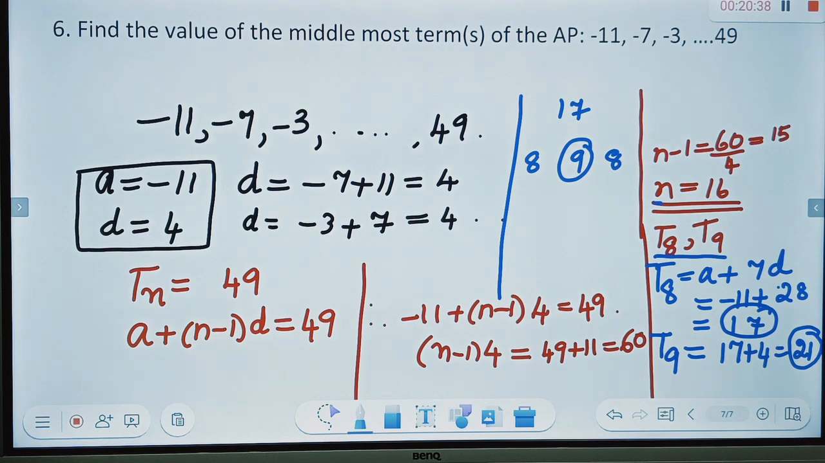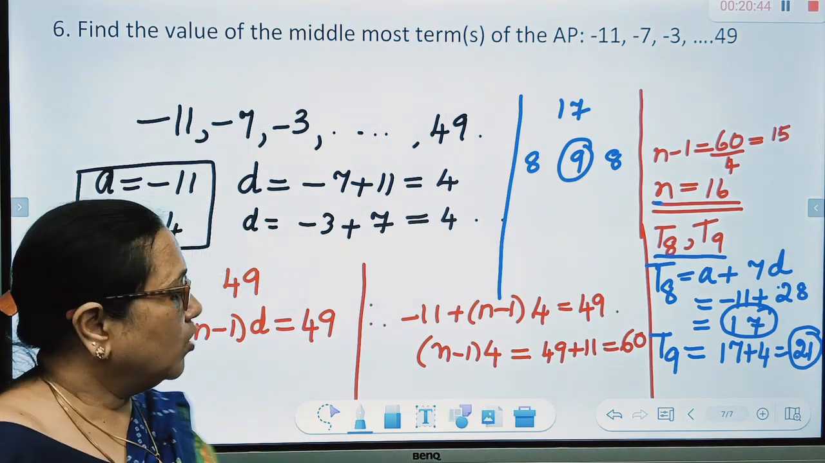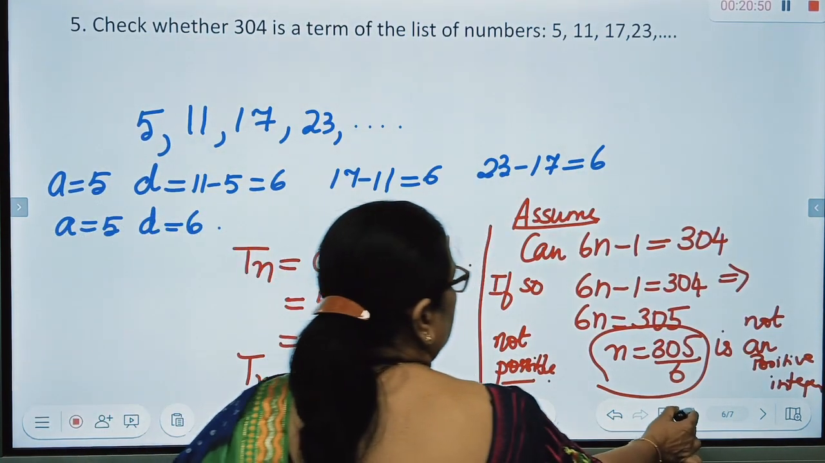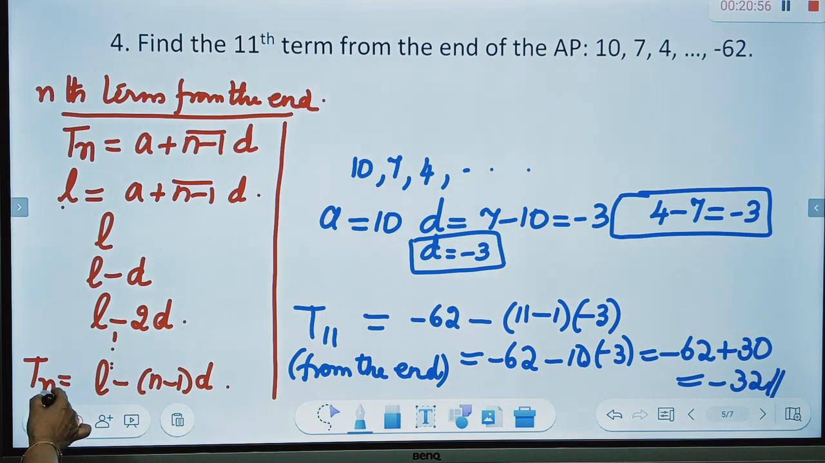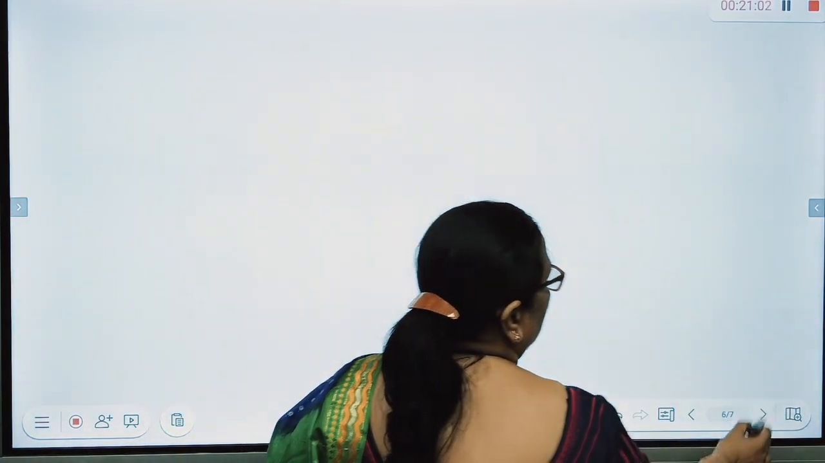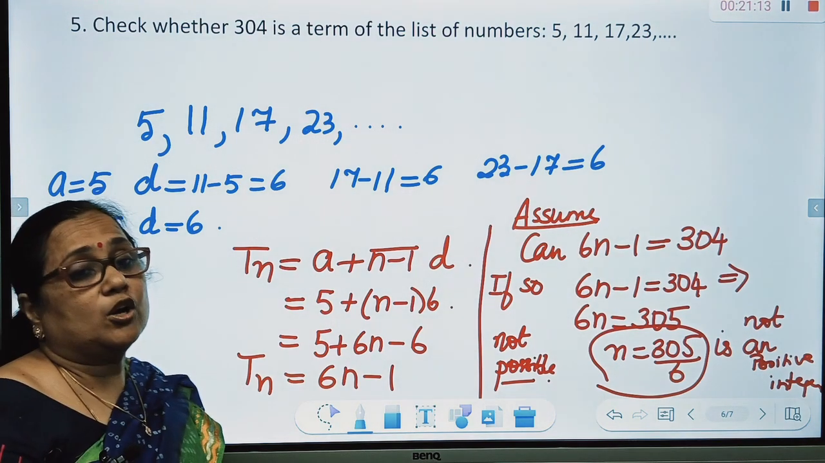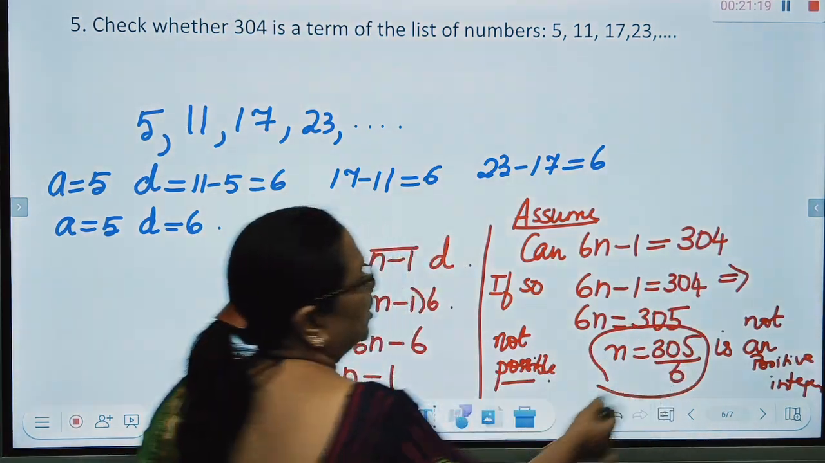So I hope you understood how to find the nth term from the end. The most important concept we learned today was how to find a term from the end. We derived a formula: the nth term from the end is L minus n minus 1 into D. This is one concept we learned today. And we also learned how to check whether a particular number belongs to the sequence. How do we do that? You have to assume it's a term in the sequence and see whether you get a contradiction. When I assumed that 304 is a term in the sequence, I got n equal to 305 by 6.